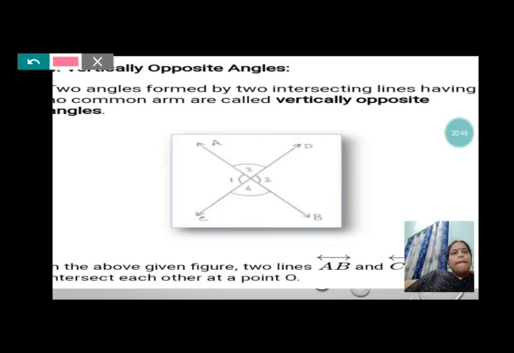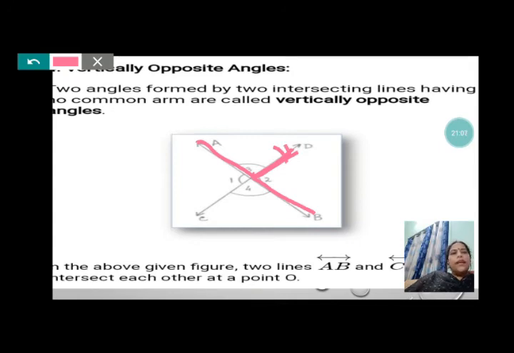See, angle AOD is adjacent to angle BOD, because they have one common vertex and one common arm.